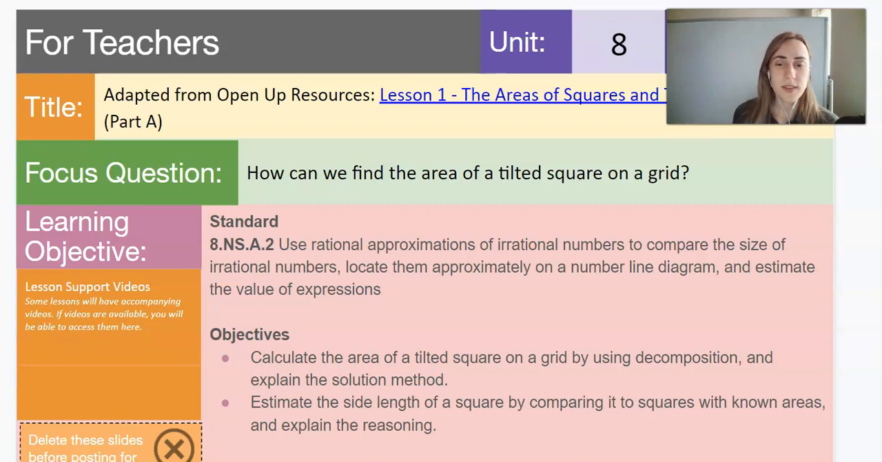So you can see here that this first lesson focuses on the standard of using rational approximations of irrational numbers to compare the size of irrational numbers and locating them approximately on a number line. That standard and the standard for the Pythagorean theorem are the big standards for this entire unit, and I'm going to move to the scope and sequence from Open Up Resources or Illustrative Math, which is where all of this curriculum is coming from. So let's look at the scope and sequence for Unit 8 and just lay the foundation for what we're starting this week.